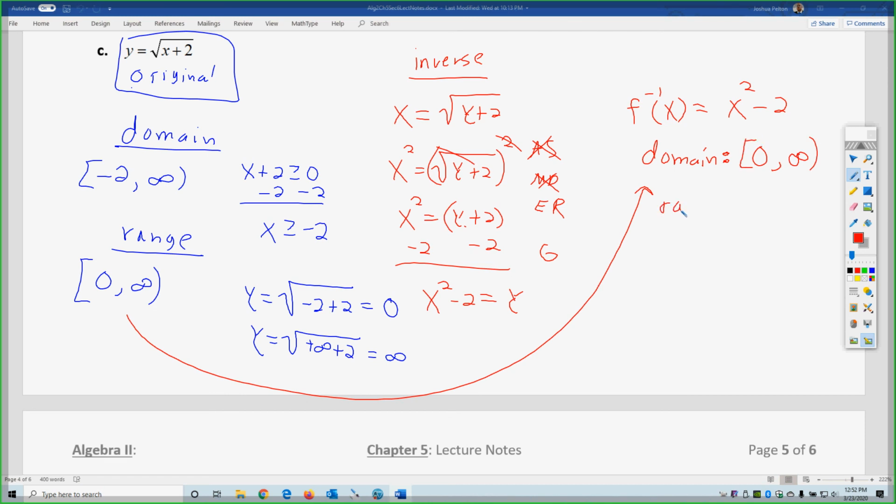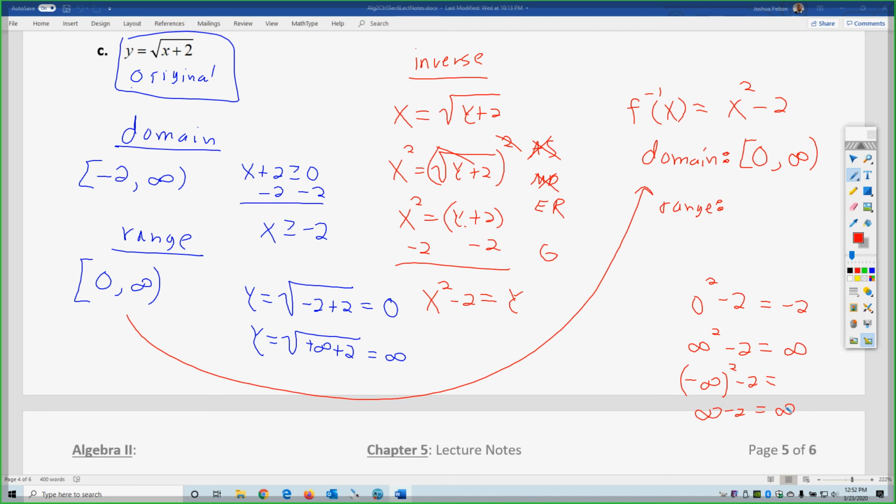Because if I was going to figure out the range, right, if let's say I plug in 0, I get negative 2. If I plug in infinity, what would I get? I would get infinity. Okay, so let's say I plugged in negative infinity. Would that make a difference? Well, negative infinity squared is still infinity, so I still get infinity.